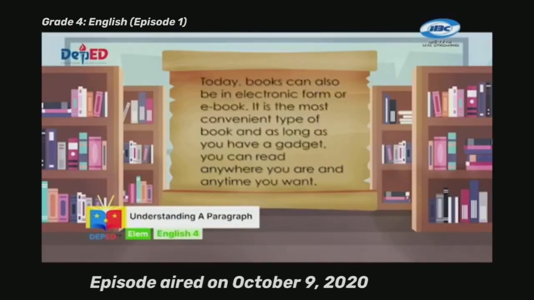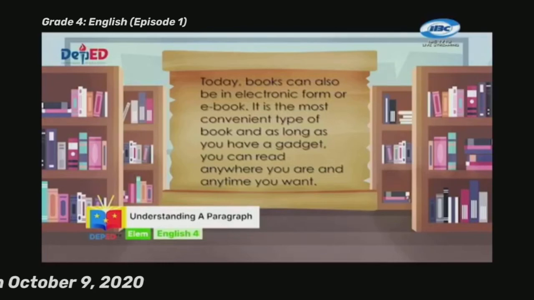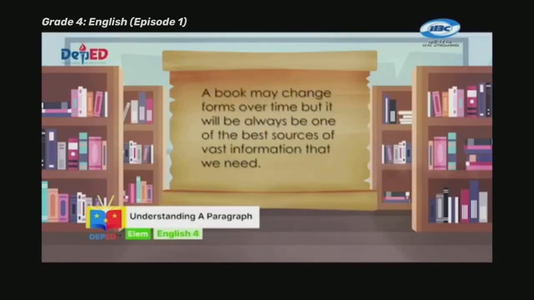Today, books can also be in electronic form or e-book. It is the most convenient type of book. And as long as you have a gadget, you can read anywhere you are and anytime you want. A book may change forms over time, but it will always be one of the best sources of vast information that we need.